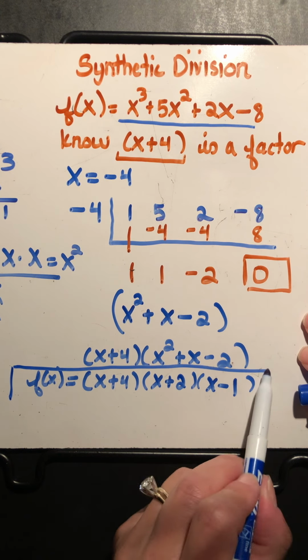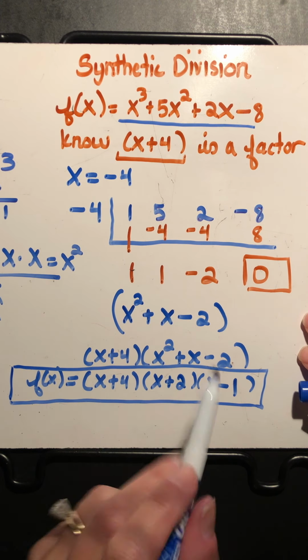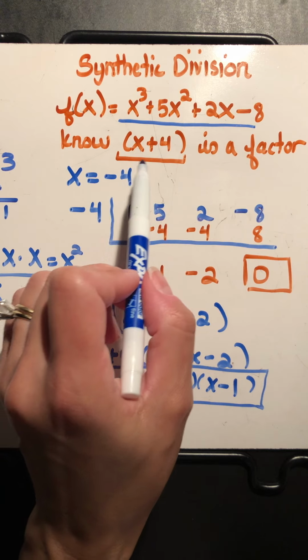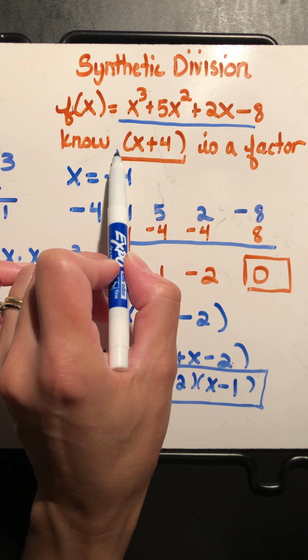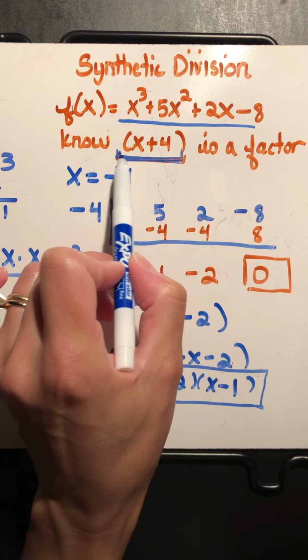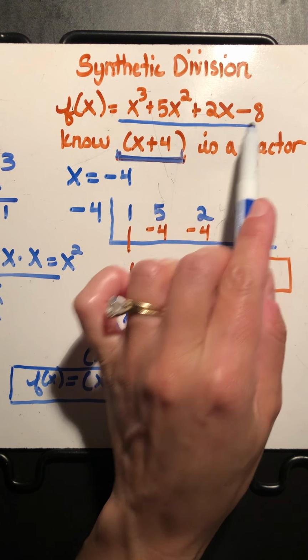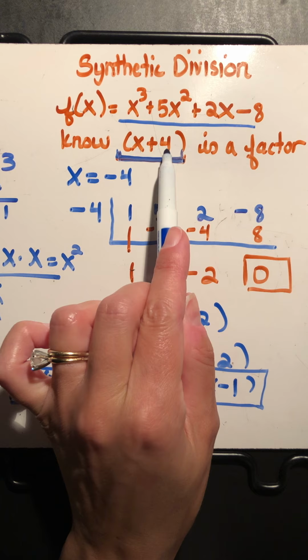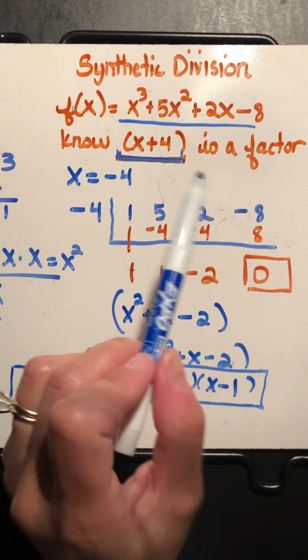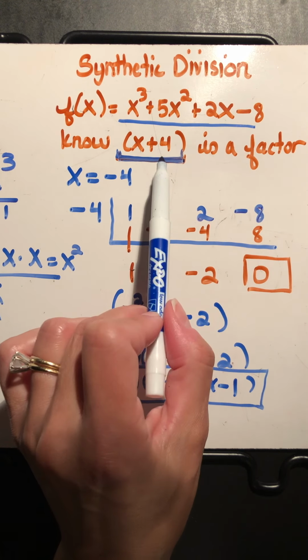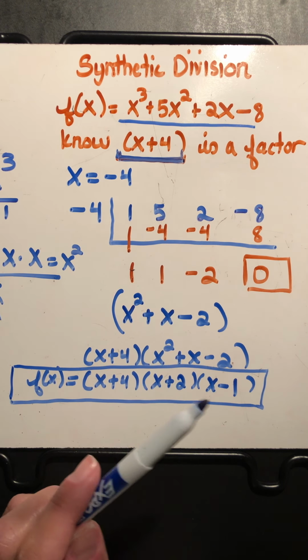Now I could graph it, I could find all the x-intercepts and the y-intercept. And if we think about it, if we didn't know that x plus 4 was a factor, at some point, if we use the rational root theorem, we would have put x plus 4 as a possible factor, because 4 is a factor of negative 8. So we would have gotten to it eventually, but it was helpful to know that this was a factor.